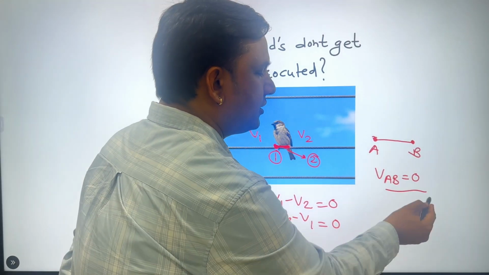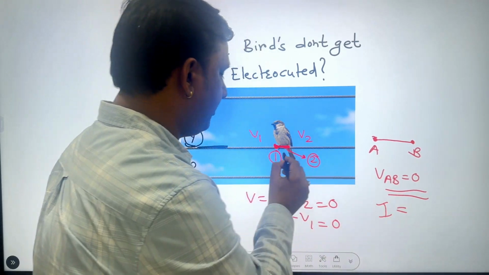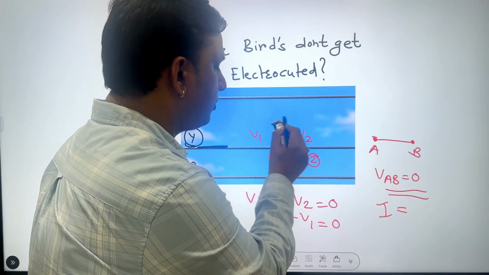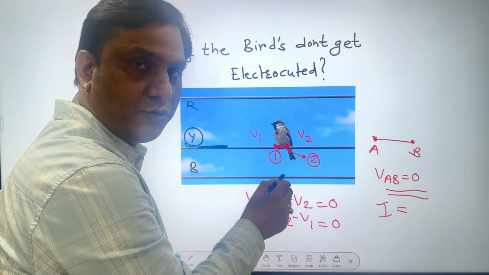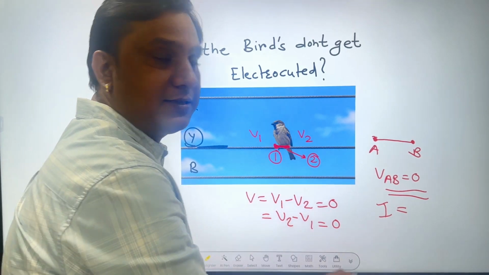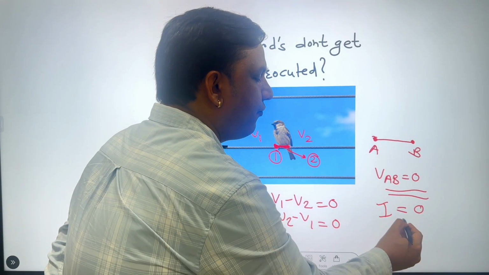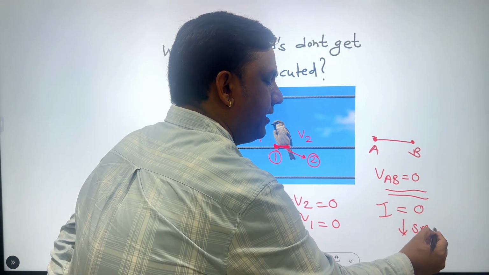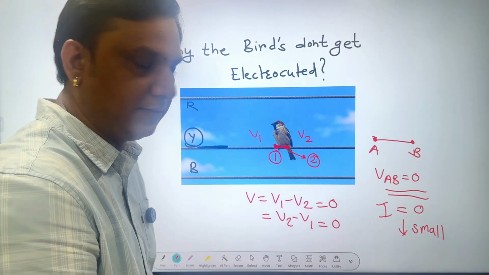And as the potential difference is 0, the current flowing through the body of this bird is ideally 0, or practically it is of very small value, a very small and negligible value. So that value is negligible.